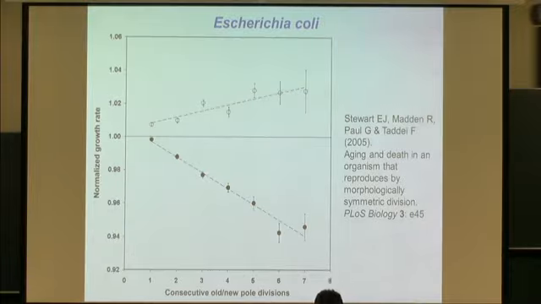And a bit later, 2005, Stewart et al. showed in E. coli that there's also a little bit of asymmetry in division, where the younger daughter cell has a slightly increased growth rate from generation to generation, and then the slightly older mother cell. So there is a possibility of asymmetry in cell division of unicellular organisms. But there is a big difference between the budding Caulobacter and the fissioning E. coli.